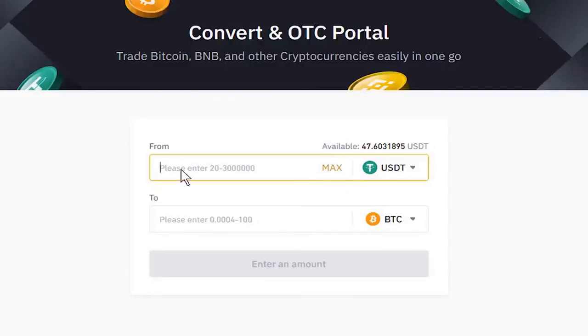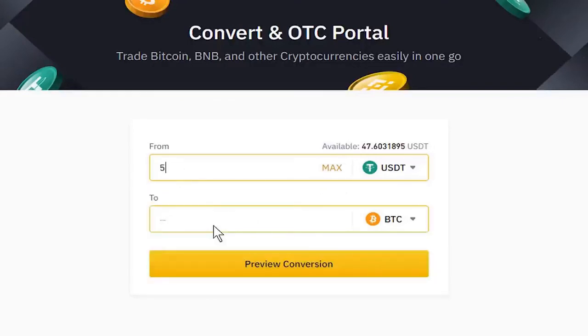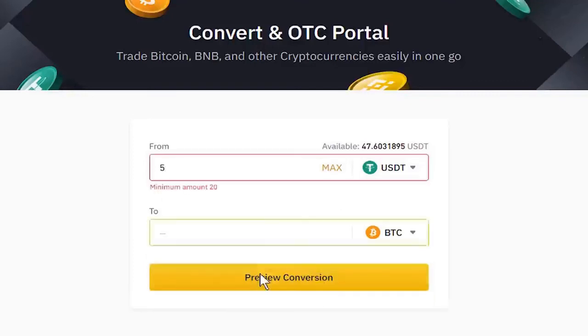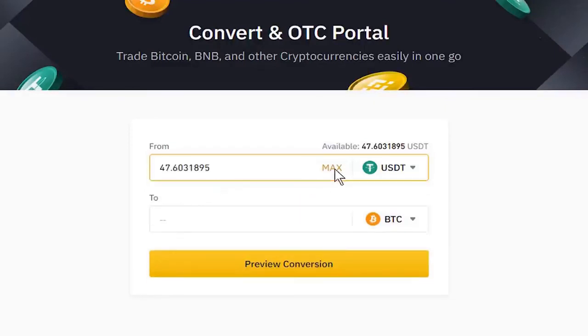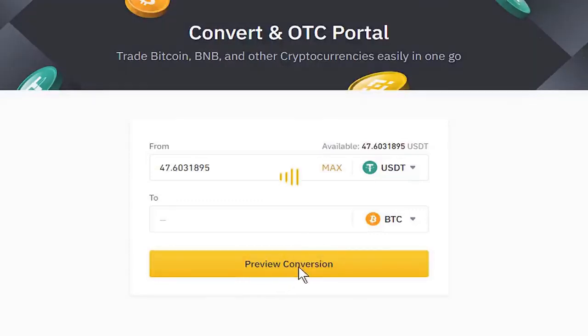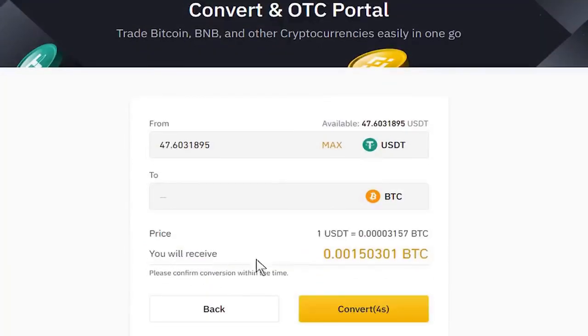For example, if I enter 5 here and click on preview conversion, you see that we get the error that the minimum amount is 20. By entering your desired amount or just by clicking on max, you actually enter all your available coin. And by clicking on preview conversion, you see how much it would be in Bitcoin, which is 0.001. And if you click on convert, the conversion will be executed and you will buy this much of Bitcoin.